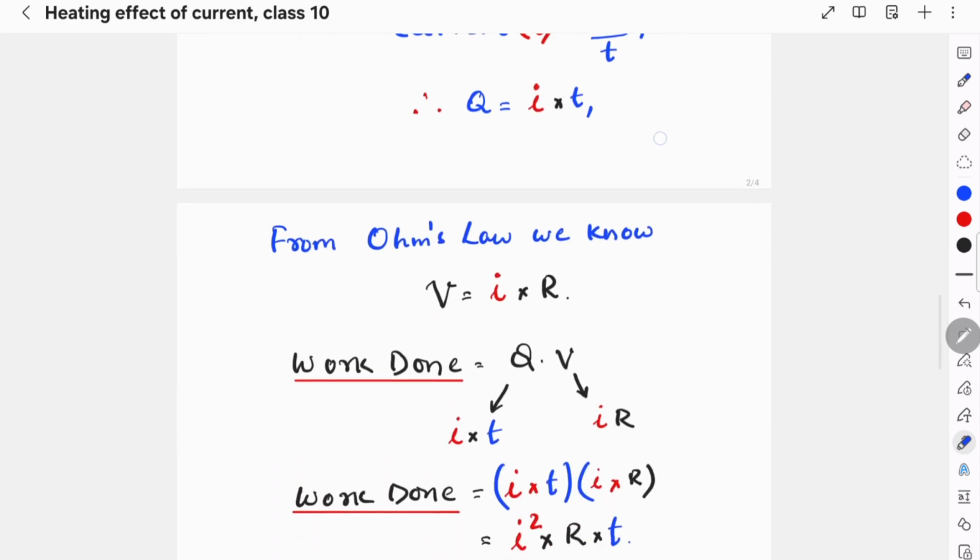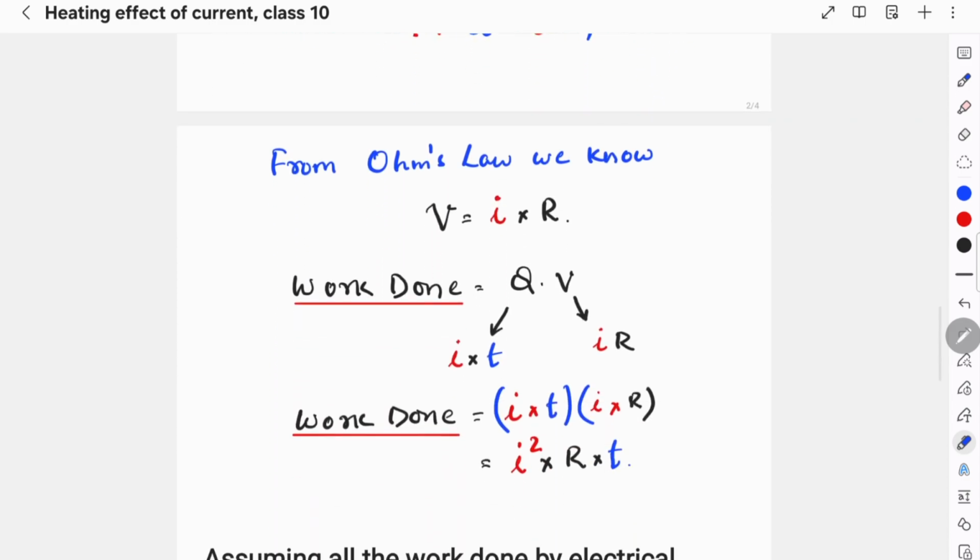From Ohm's law, we know that voltage is directly proportional to the current flowing in the circuit. So when we substitute the value of Q as I T and V as I R, we get the work done is equal to I square R T. So it is the product of the square of the current, the resistance, and the time for which the current is flowing through the circuit.